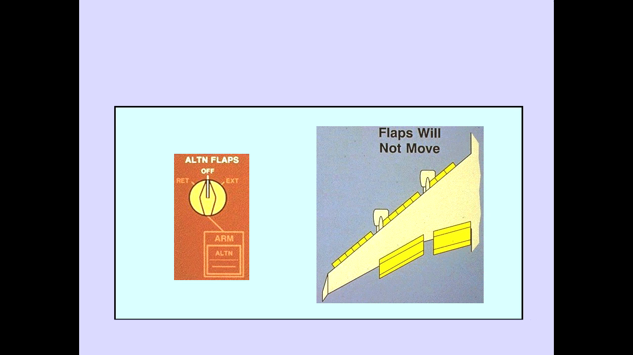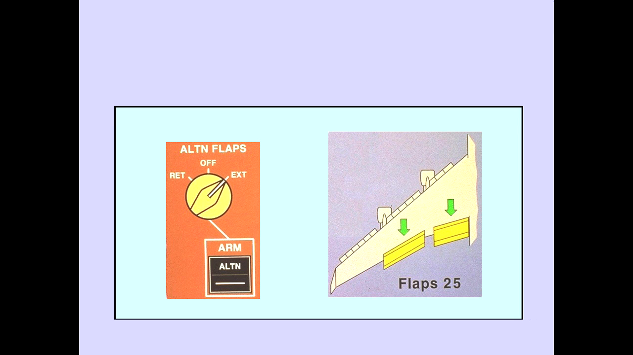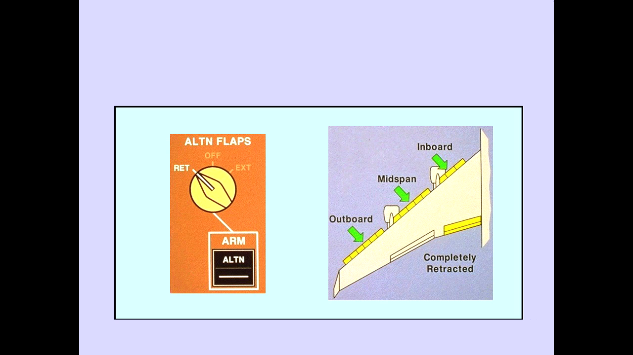Let's look at sequencing in the alternate mode. During extension, all flap groups begin extending simultaneously. Trailing edge flaps extend to a maximum setting of flaps 25. During retraction, all leading edge flap groups retract after the inboard trailing edge flaps are completely retracted.